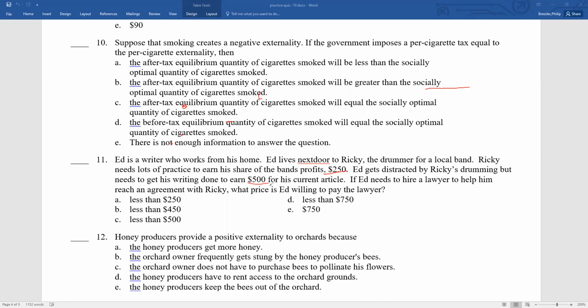Now, I could see them asking what's something that's good for Ricky and Ed? It has to be above 250 for Ricky and under 500 for Ed. Anything in there is probably a good answer for both. And the last one, honey producers provide a positive externality to orchards because C, the orchard owner doesn't have to purchase bees to pollinate the flowers.